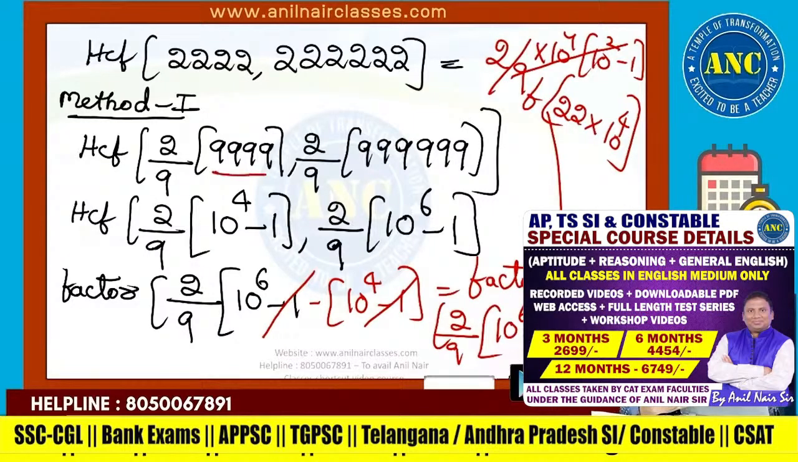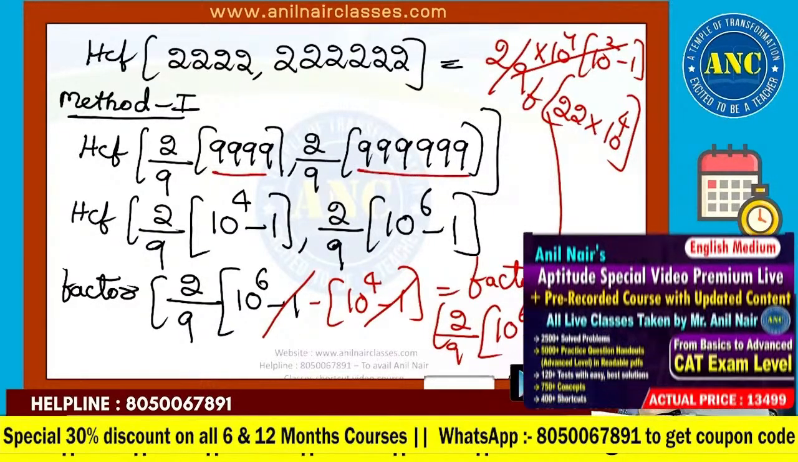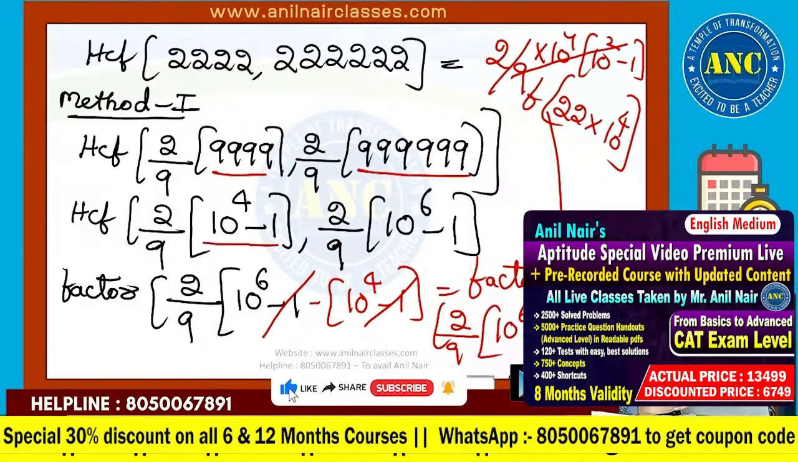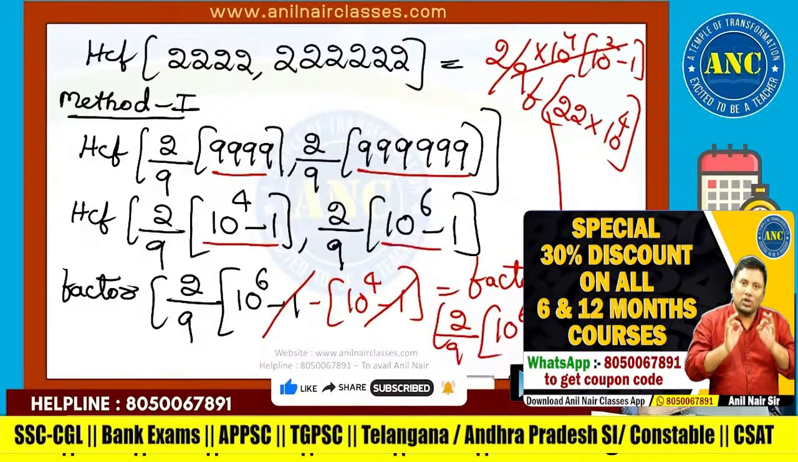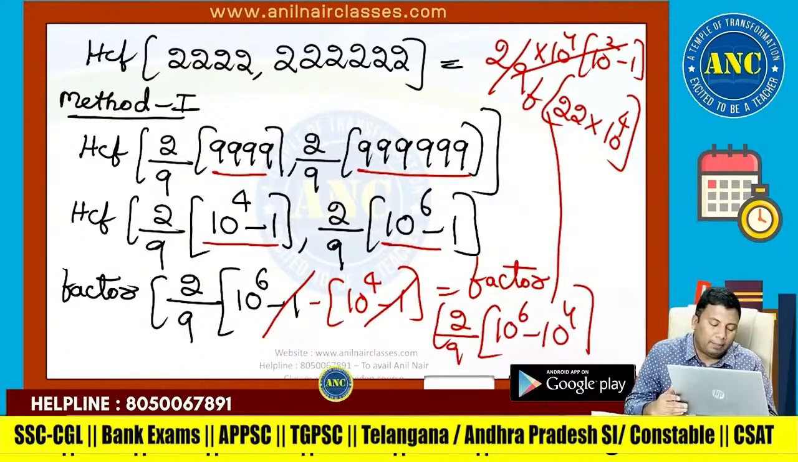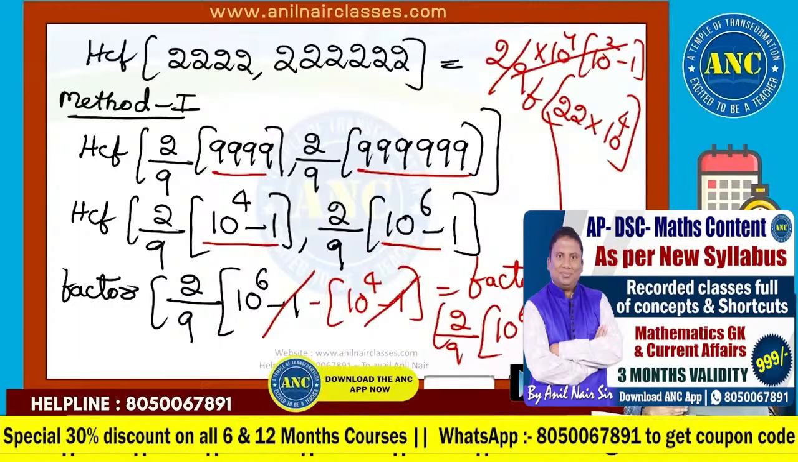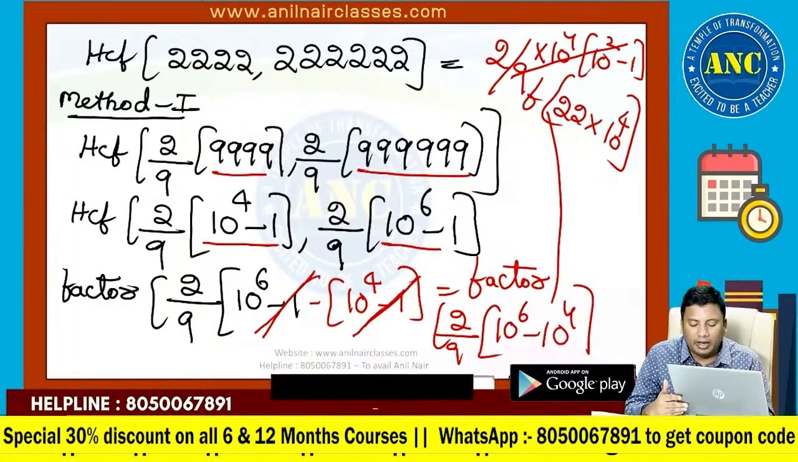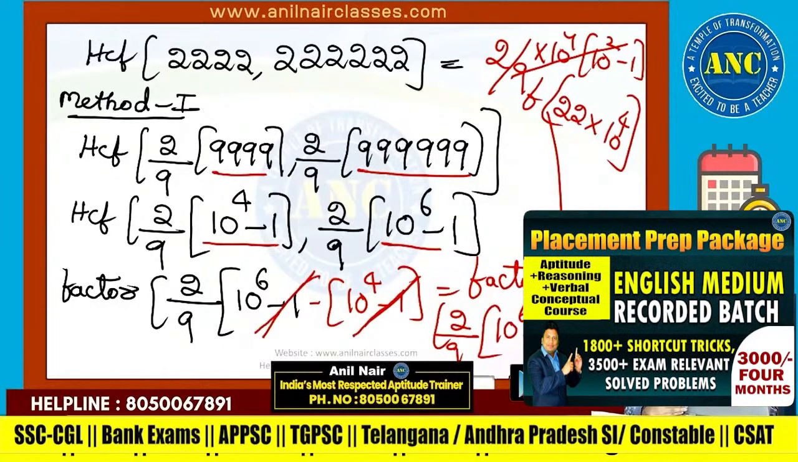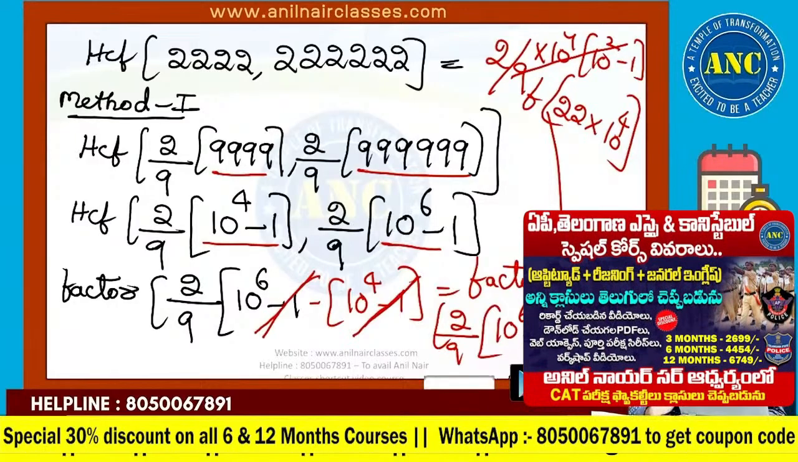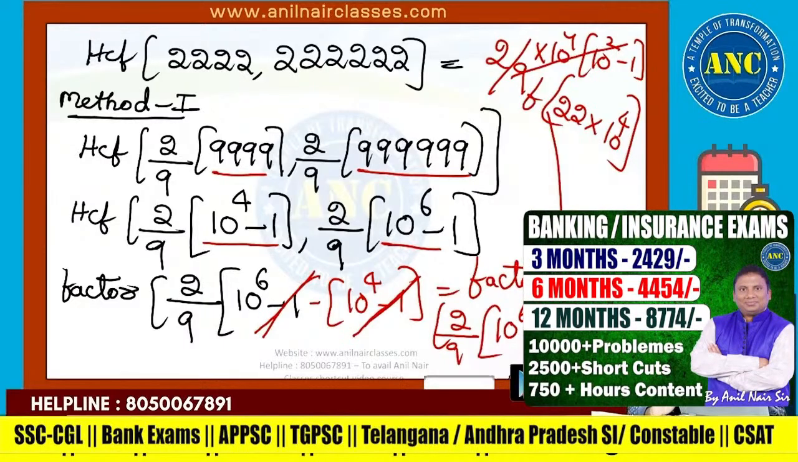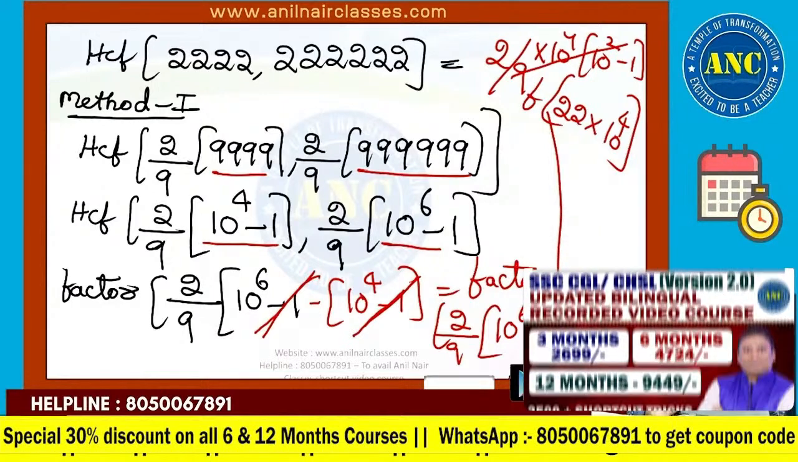2 by 9 into 4 nines, 2 by 9 into 6 nines, 2 by 9 into 10 power 4 minus 1, these 10 power 6 minus 1. 2 by 9 into 10 power 6 minus 1 minus of 10 power 4 minus 1. 2 by 9 into 10 power 4 common, 10 square minus 1. 100 minus 1 is 99. So remaining is factor of 22 into 10 power 4. I will write down in the next slide neatly. Factor of 22 into 10 power 4.